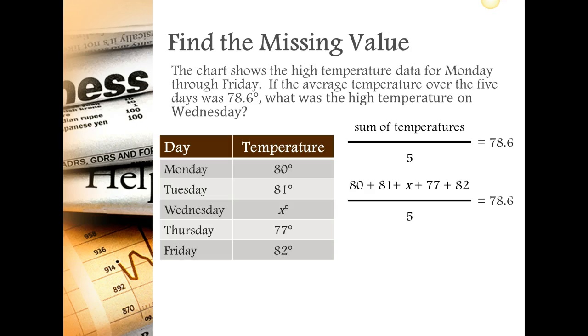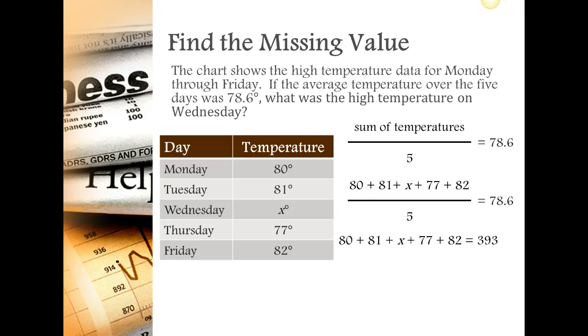In order to cancel out dividing by 5 on the left-hand side, we can multiply both sides of our equation times 5. When we multiply by 5, it's like we are undoing that final step of finding the mean where we divide by the number of data values. After we multiply by 5, we find that the temperatures equal 393.